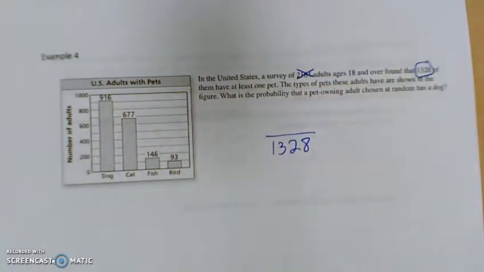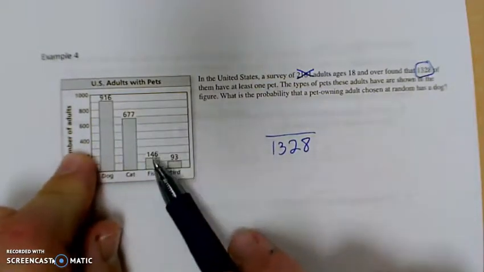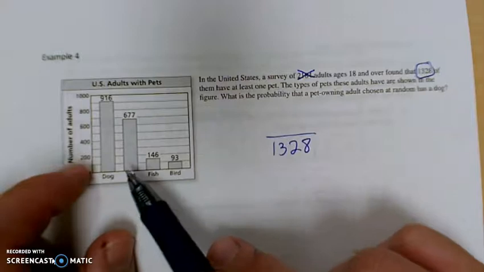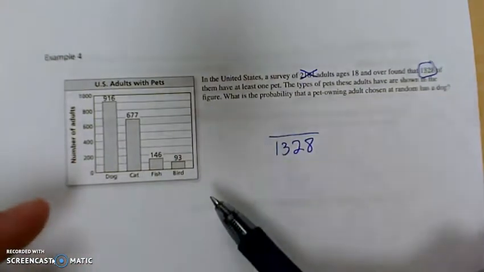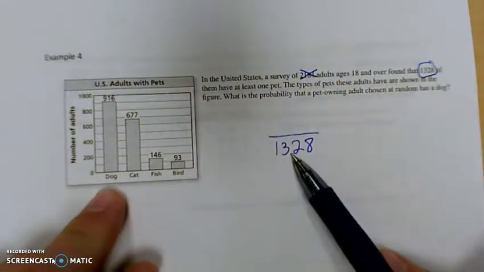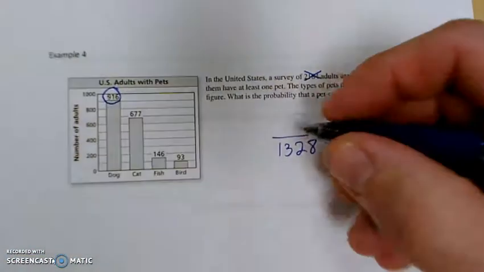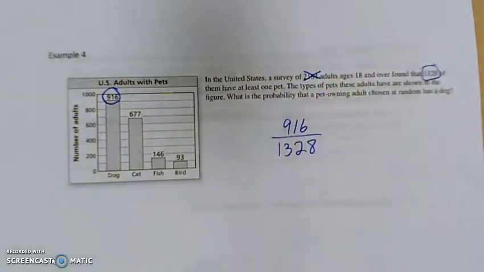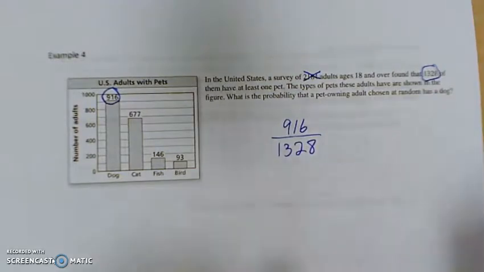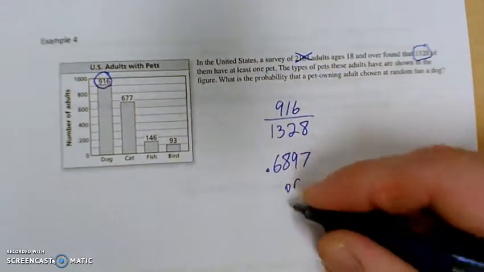Now I'm going to look for my favorable outcomes. By the way, if you're a curious student, you might notice that these add up to be greater than 1,328. Well, that would show the overlap, the people who have more than one pet. All right, so what's the probability that if you're in this group of pet owners that you have a dog? That would be represented by the 916 on this histogram. Now I can simply type it into my calculator, and getting 0.6897, or that would be 69.0%.